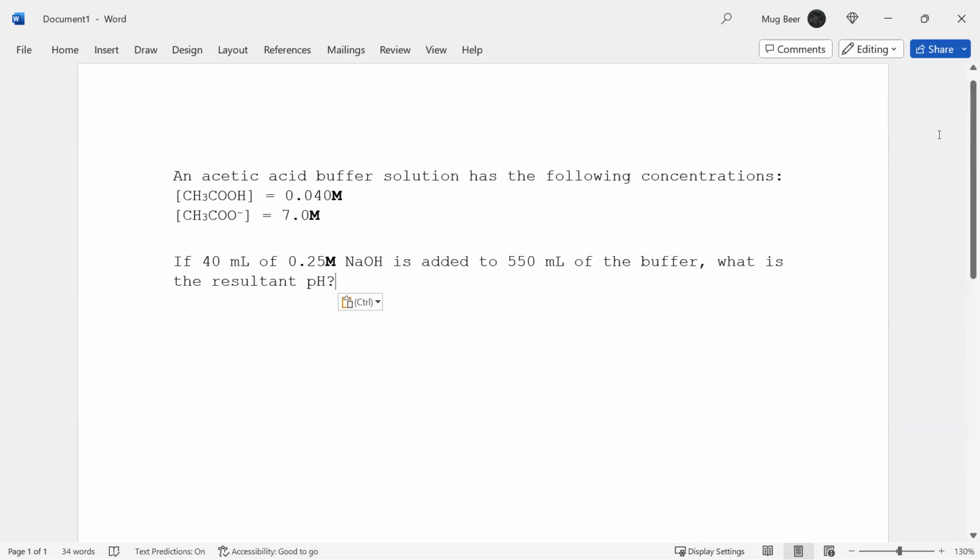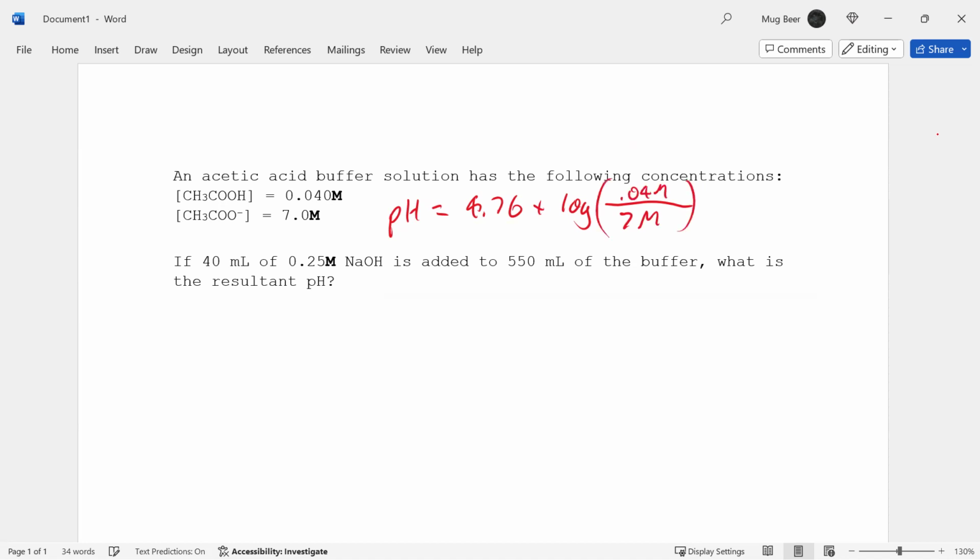Okay, so we need to do a whole bunch of things. The very first thing we want to do is calculate the pH of the buffer. This is acetic acid again, so it's 4.76 plus log of the weak acid's concentration, which is 7 molar, and the salt's concentration, which is 0.04 molar.